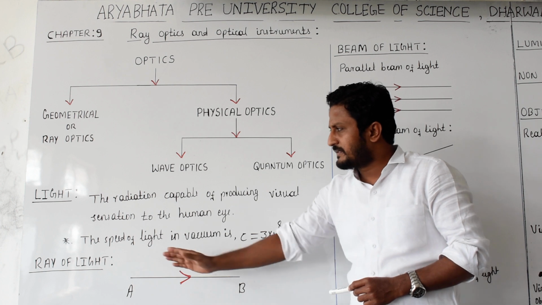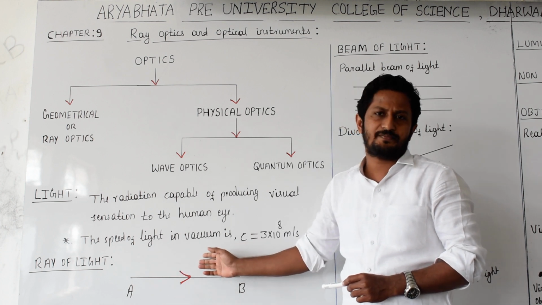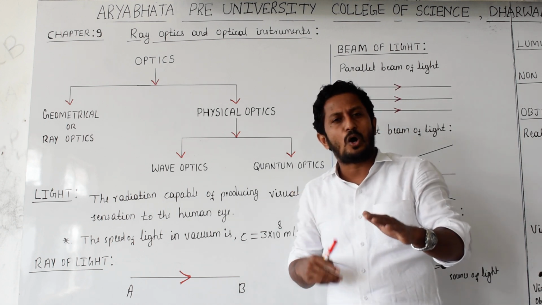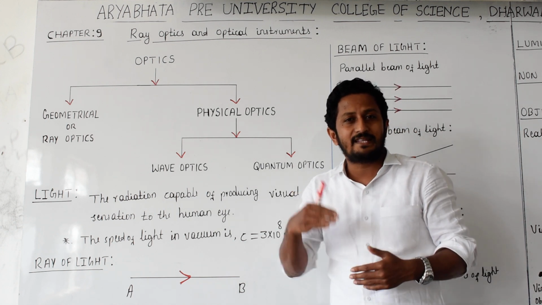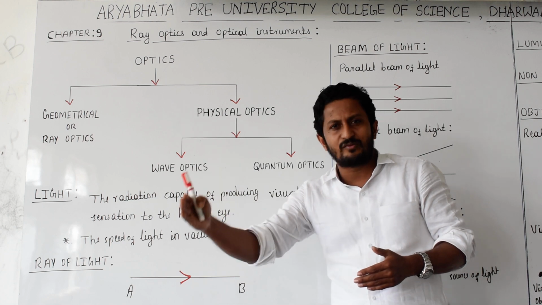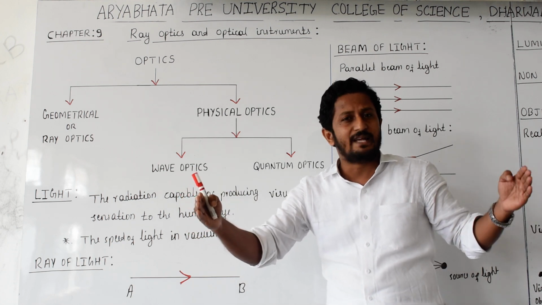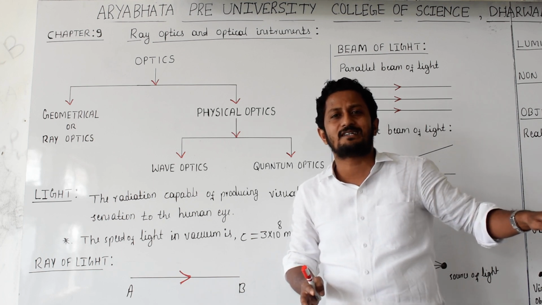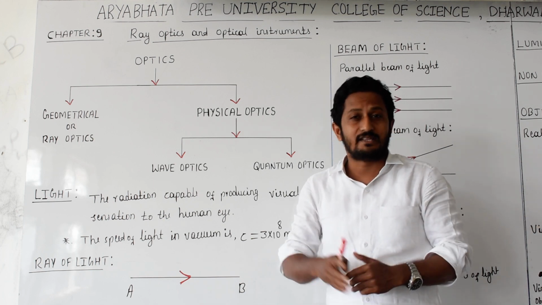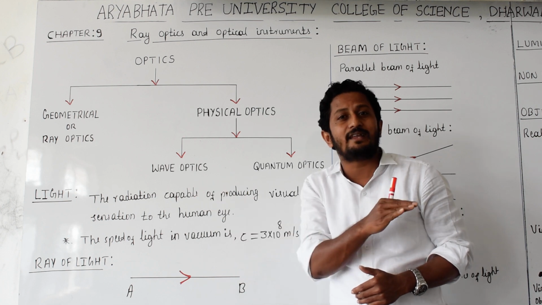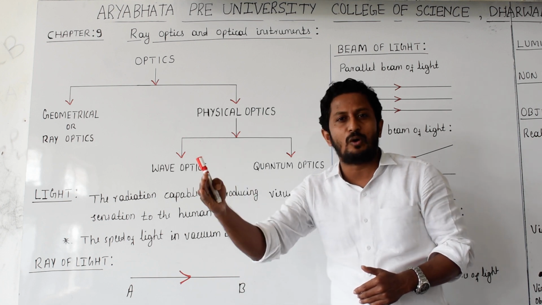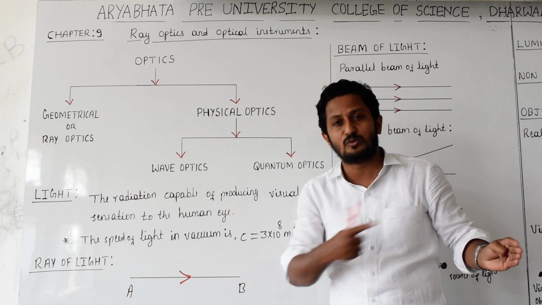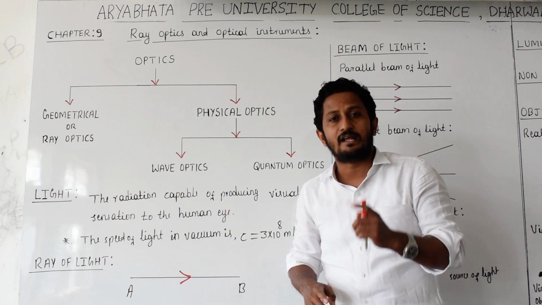Then next, there is a ray of light. The path obtained by the light when it is moving from one reference point to another reference point in a homogeneous medium is called a ray of light.